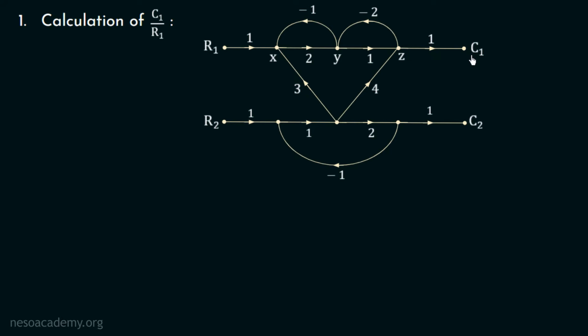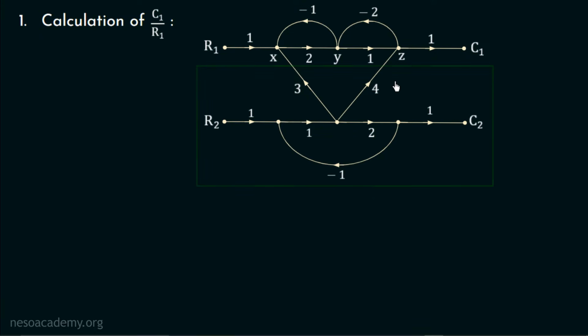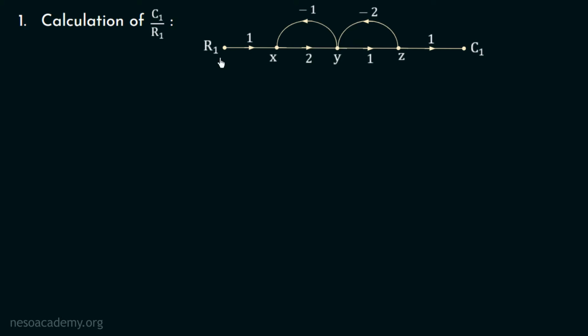Is there any other forward path in this signal flow graph? No, there is no other way by which we can start from this node R1 and move towards this node C1. And that's why we have only one forward path. Moreover, if we observe this signal flow graph carefully, we can see that this signal R1 is not moving towards this lower part of signal flow graph. That is, there is no effect of this input R1 to this lower portion of SFG. Therefore, this portion of signal flow graph is redundant while calculating C1 over R1. And that's why the effective signal flow graph will look like this when we are interested in the calculation of C1 over R1.